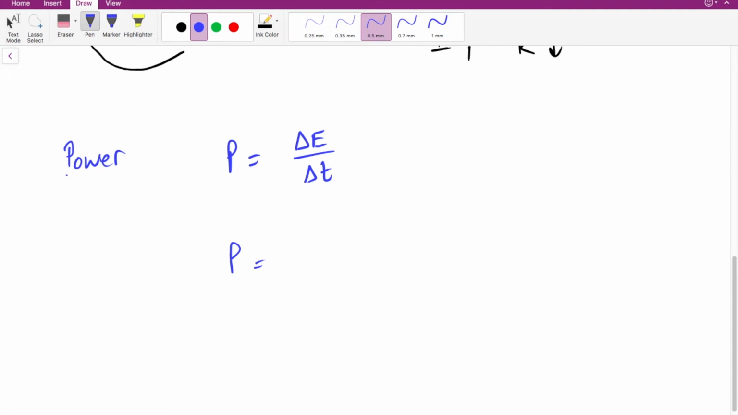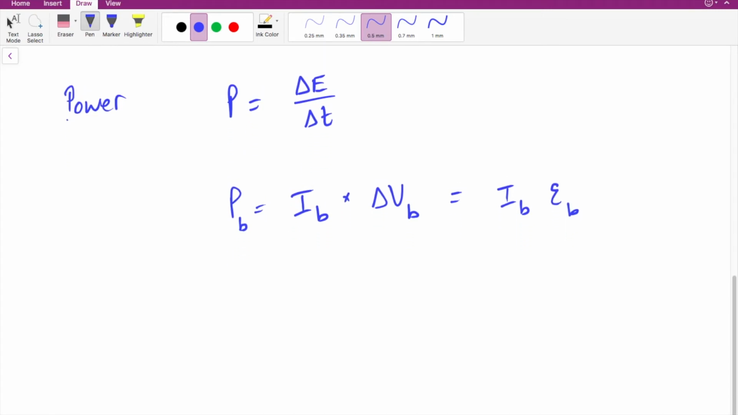So the amount of power that the battery provides would be equal to the current going through the battery. So power that the battery supplies is equal to the current going through the battery times the voltage of the battery, delta V of the battery, or the EMF of the battery. So I of the battery times the EMF of the battery. This is again the power supplied by the battery.